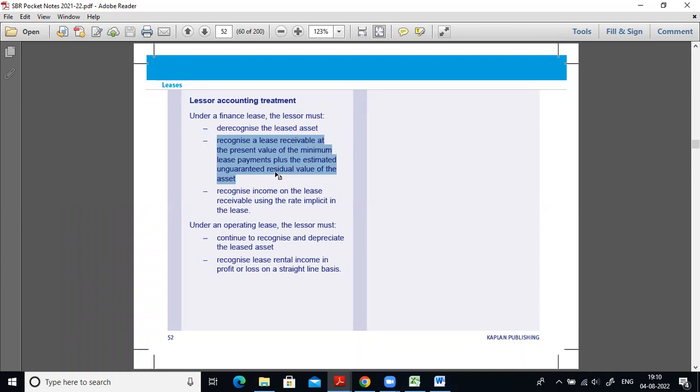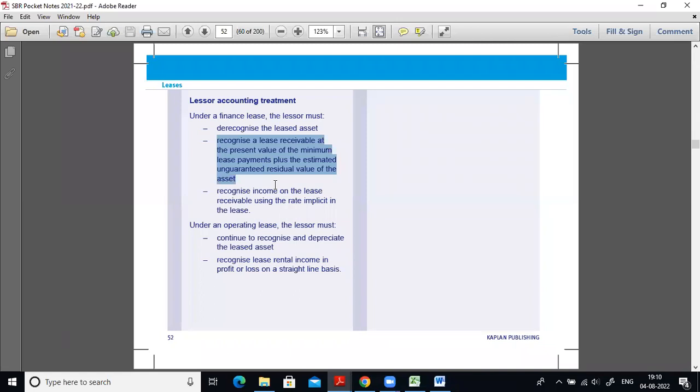In the books of the lessee, you charge the finance cost on the present value of the lease liability into the implicit rate of interest. In the books of the lessor, we'll recognize this income by considering the present value of the minimum lease payments into the implicit rate of interest. Right?